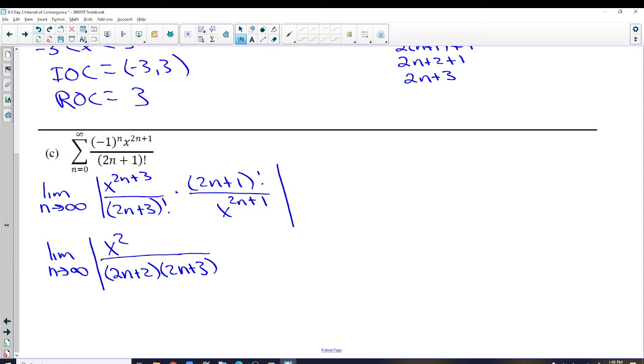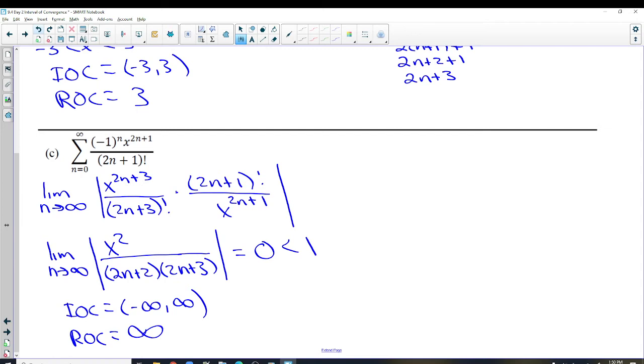But what happens when the denominator is headed towards infinity? What happens to the fraction? It goes to 0. So this one's headed to 0. So all of this equals 0 no matter what x is. And that's less than 1. So that means the interval of convergence, here's your negative infinity to infinity, anything will work. You can plug anything in for x, and this is headed to 0. The radius of convergence is infinity.